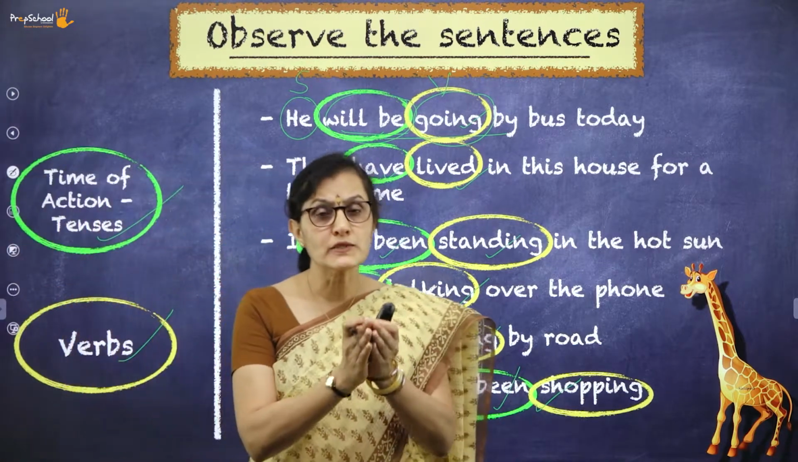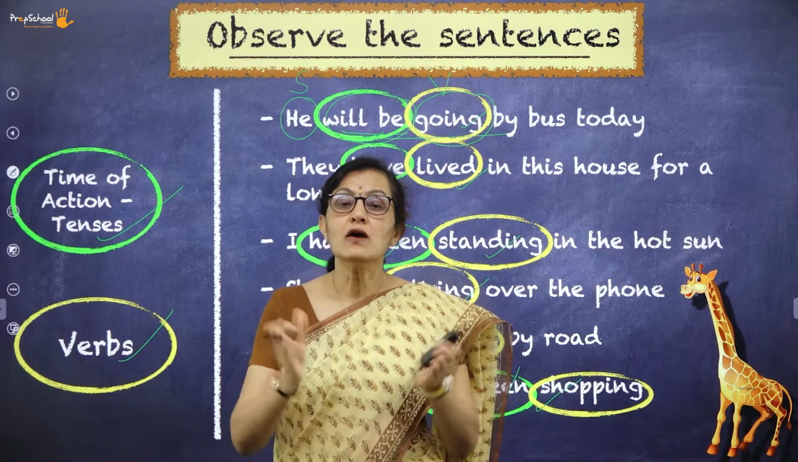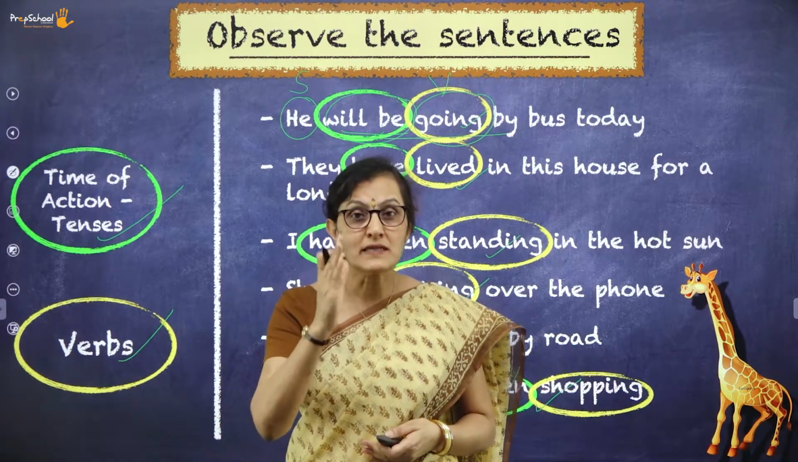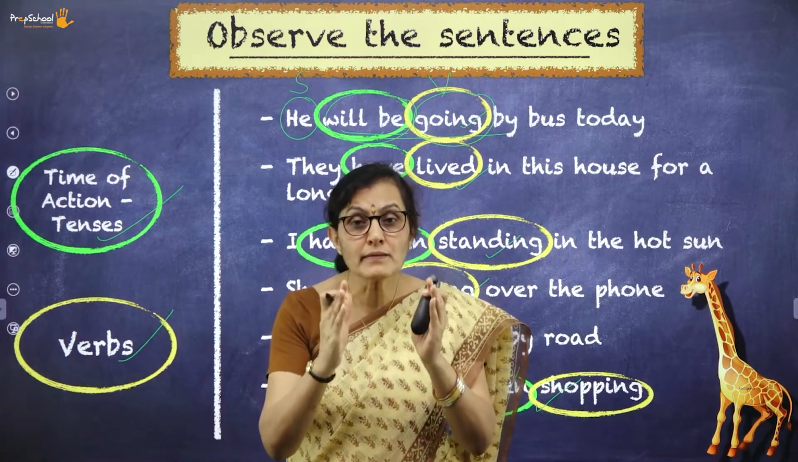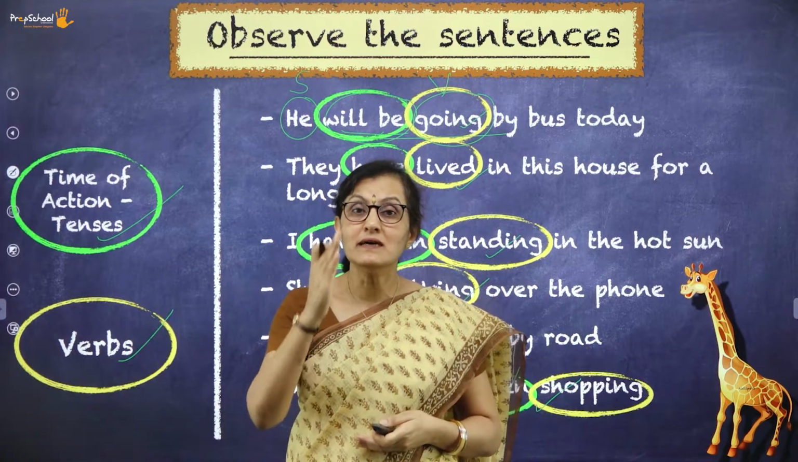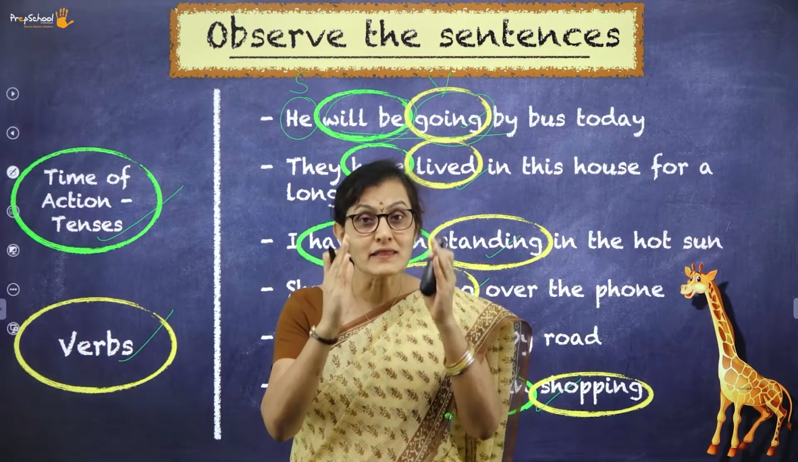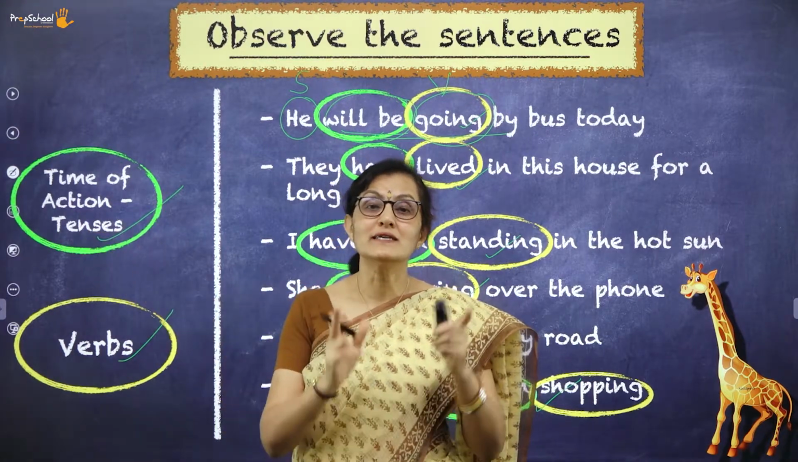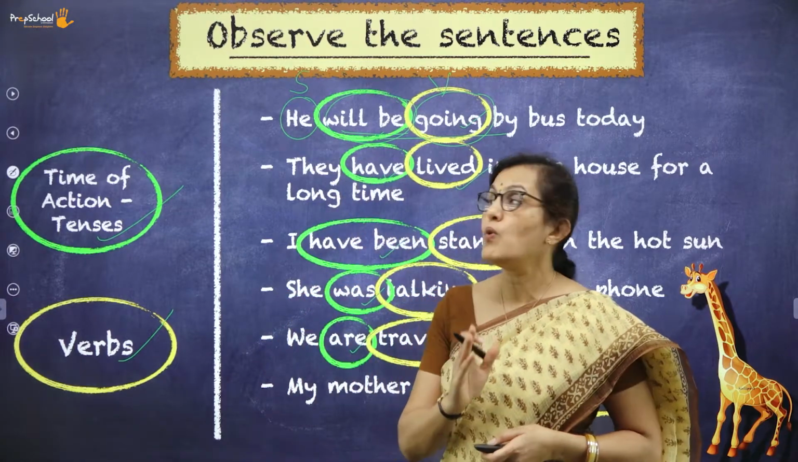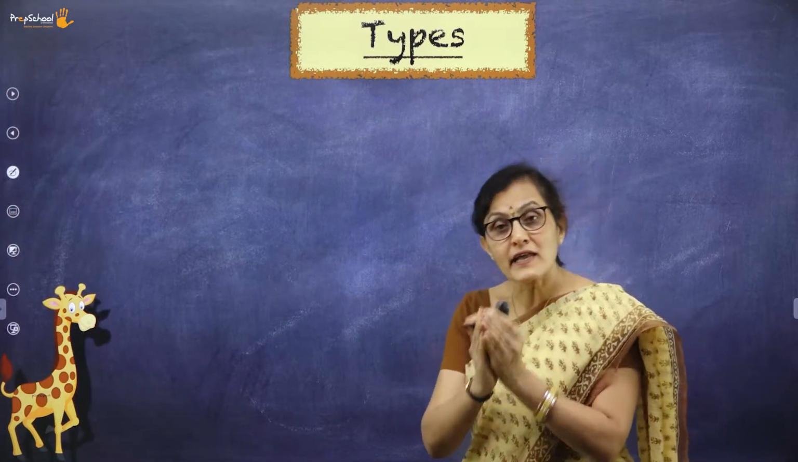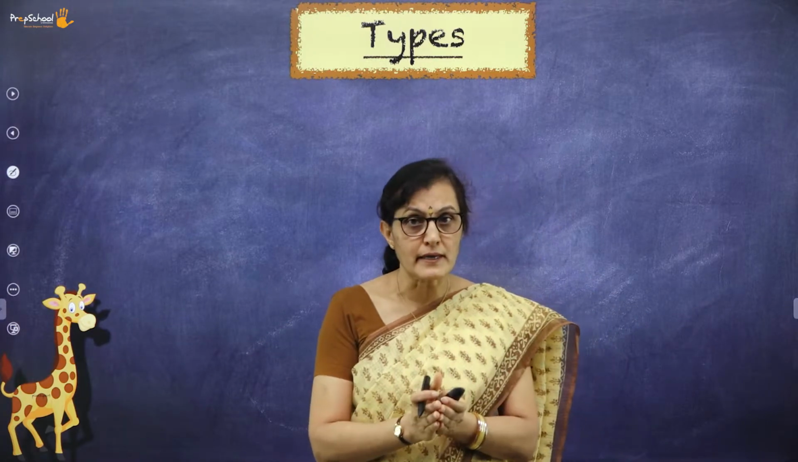I hope that was clear. Please understand all the sentences: the subject and the action word. What time the action happens, that is the verb form, and that is what is called tenses. So let's move forward to look at what the kinds, or types, of tenses are.